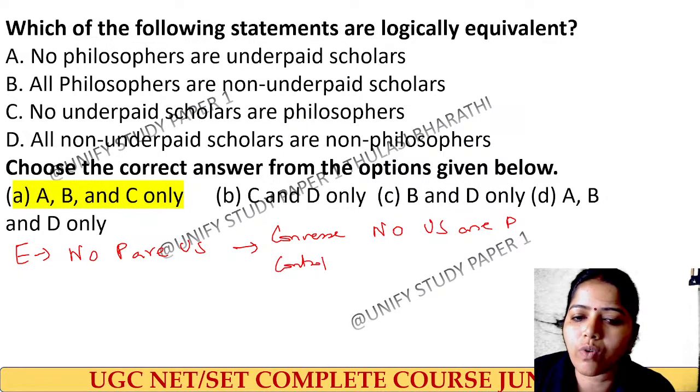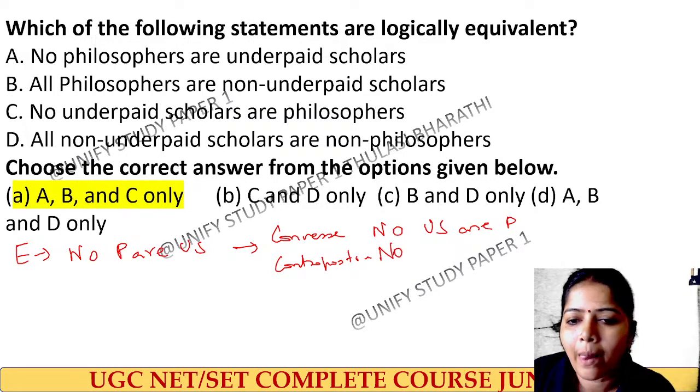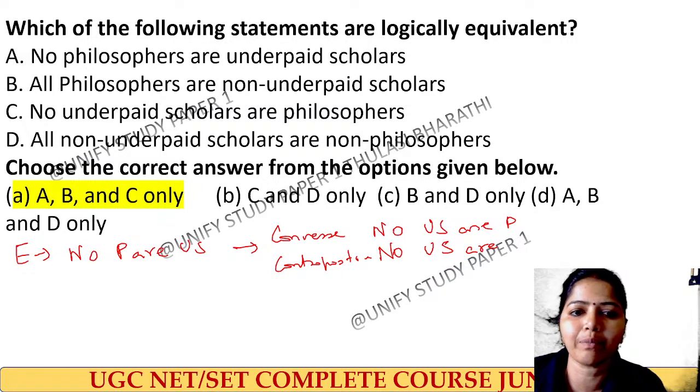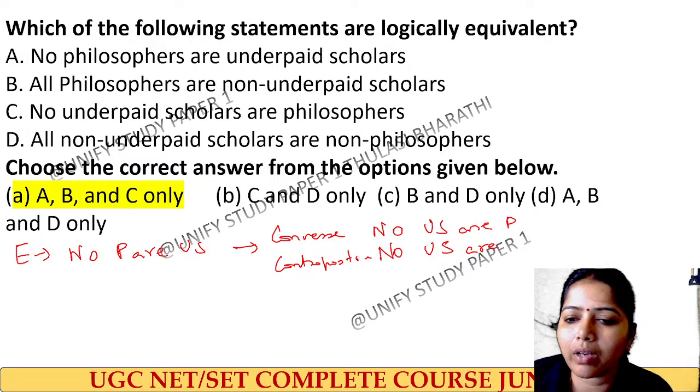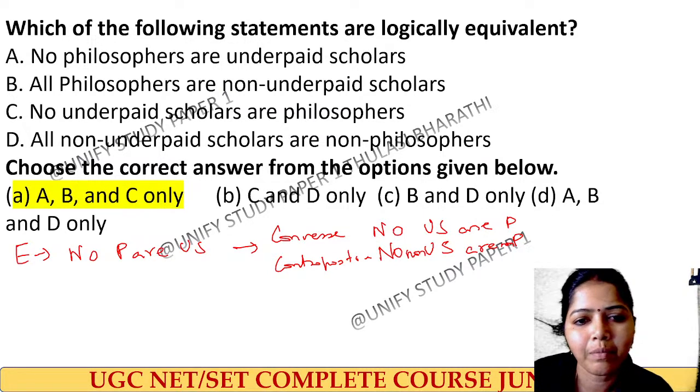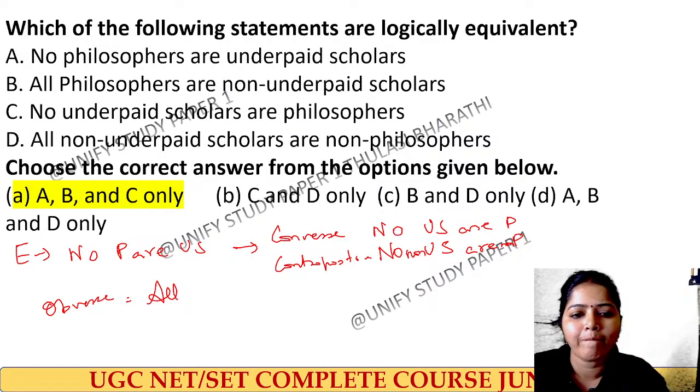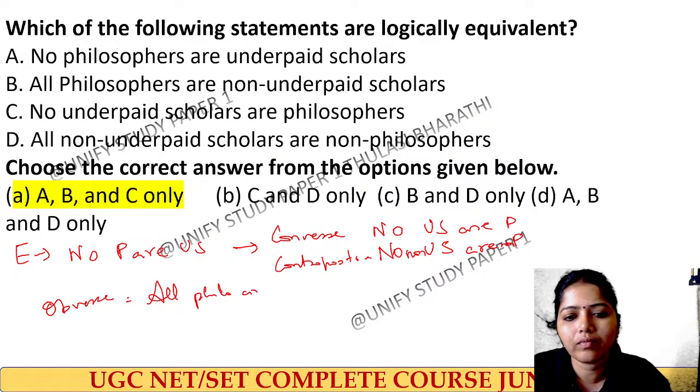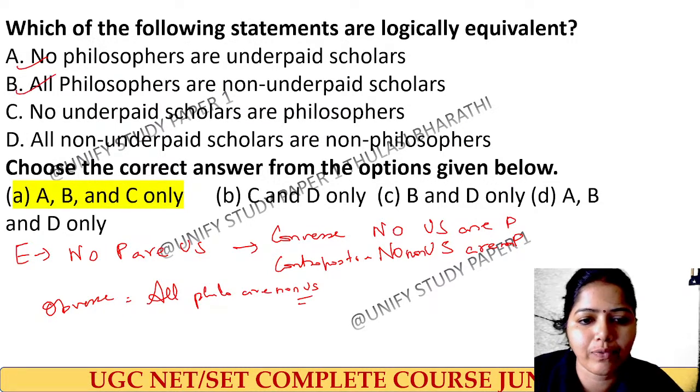What is the contrapositive of it? For the contrapositive, we have to make the no similar. No underpaid scholars are philosophers. I am just going to add non in front of these terms. Then what is the obverse of this one? I am going to change the quality. If I change the quality, all will come: all philosophers are non-underpaid scholars. So these two options are definitely equivalent.